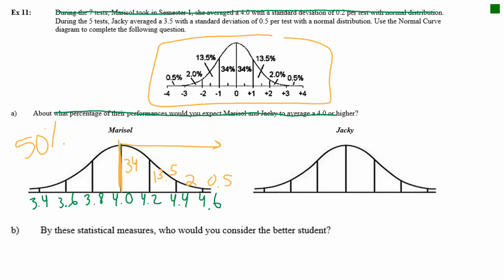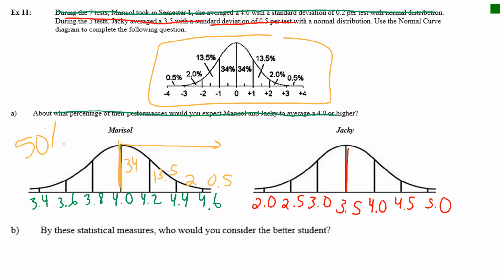Okay. Now we need to do the same thing with Jackie. Now we're told that Jackie averages a 3.5, so down the middle we can put 3.5, and her standard deviation is 0.5. So going to the right, we're going to add 0.5, which is going to give us 4, 4.5, 5.0. Going in the opposite direction, we're going to subtract, so this is going to be 3.0, 2.5, 2.0, and again we want to know what the percentage is.